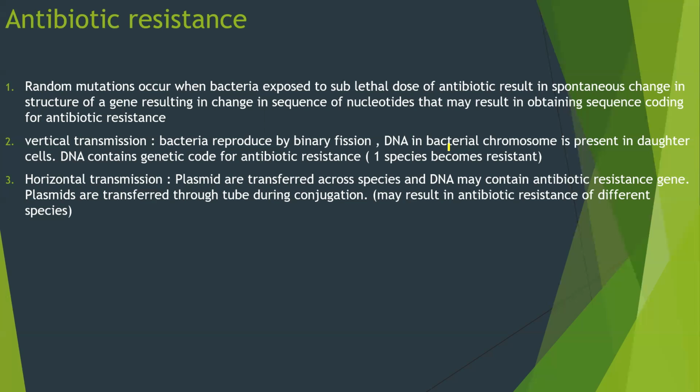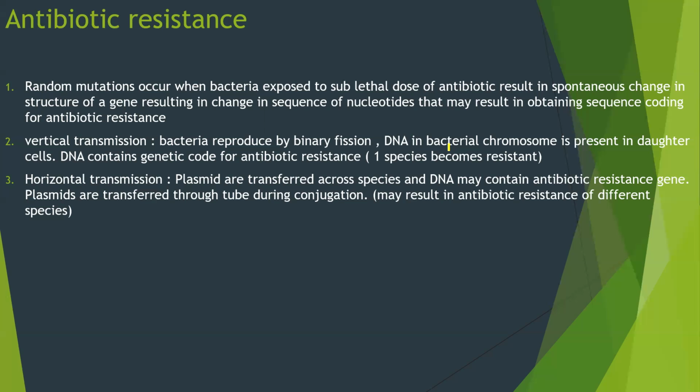Vertical transmission is when bacteria reproduce by binary fission. So the chromosome, or the code which is present on the chromosome, will be passed on to the daughter cells. So the genetic code is passed on to the species or the daughter cells.